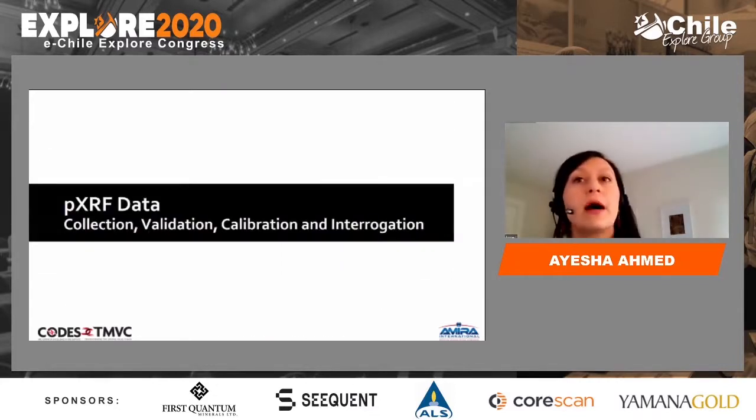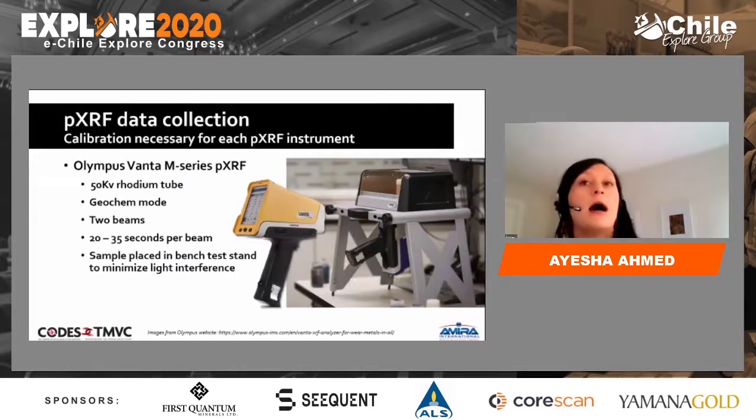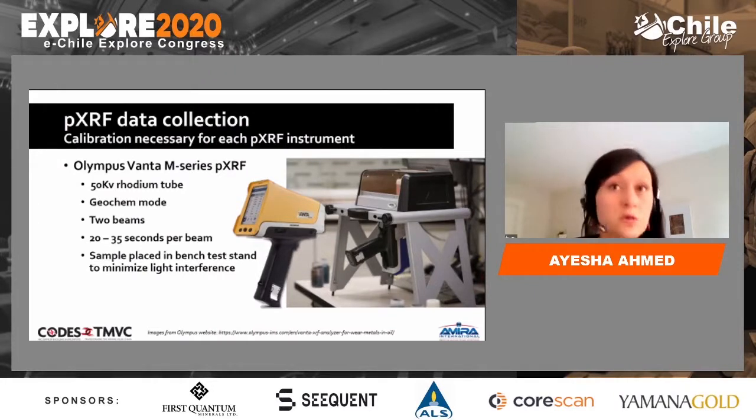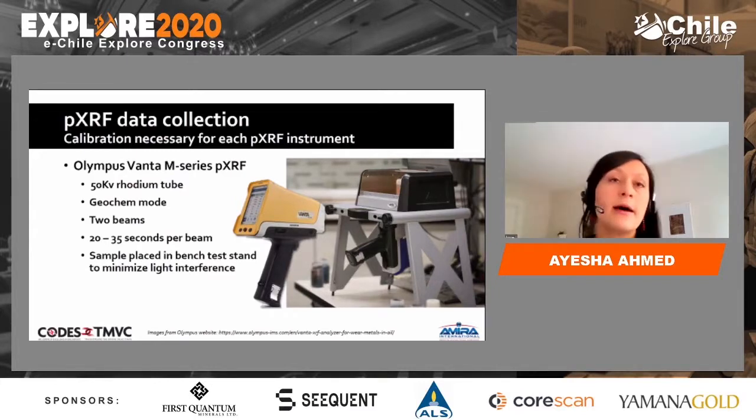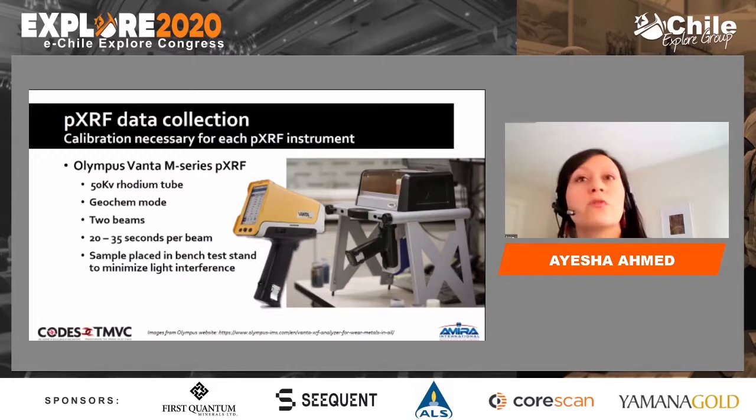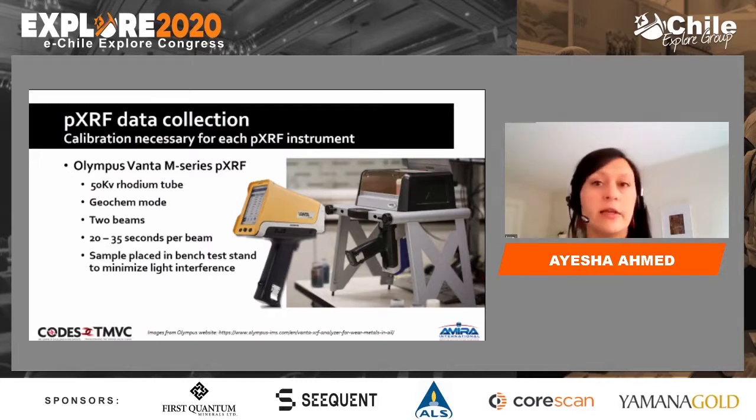So next, I'll go through the steps that we took to collect and calibrate our data. I don't want to get hung up here on the ins and outs of different PXRF models. The detection limits, precision, and accuracy of different elements will vary between different PXRF models, but also likely between instruments of the same model. So it's more important to set up a rigorous QA/QC and calibration workflow for each instrument. For our study, we collected data using an Olympus Vanta M series PXRF with a 50 kilovolt rhodium tube and using geochem mode.